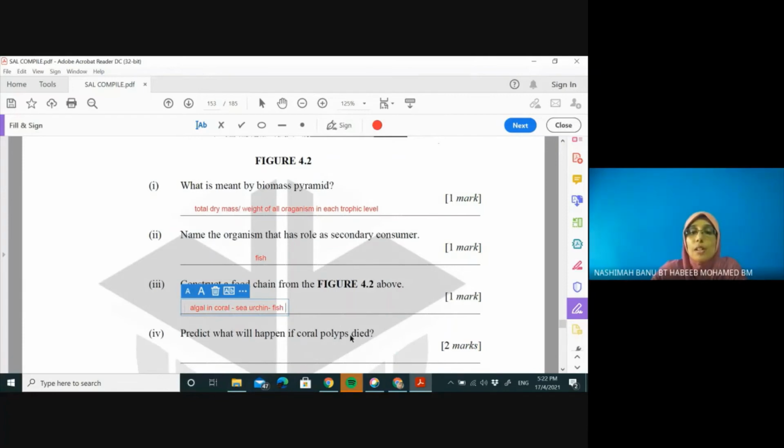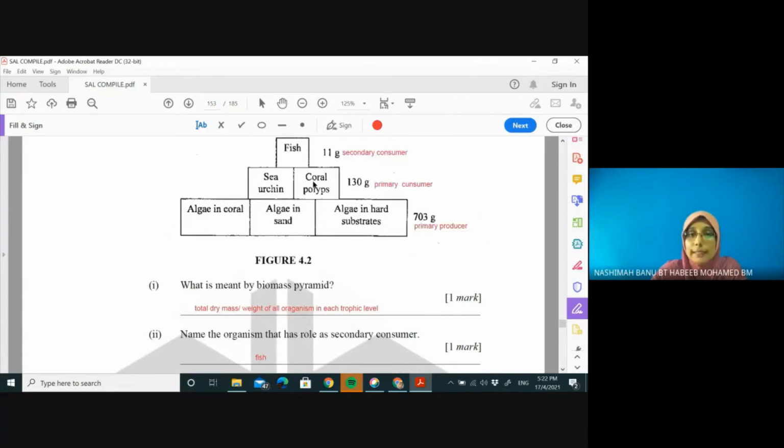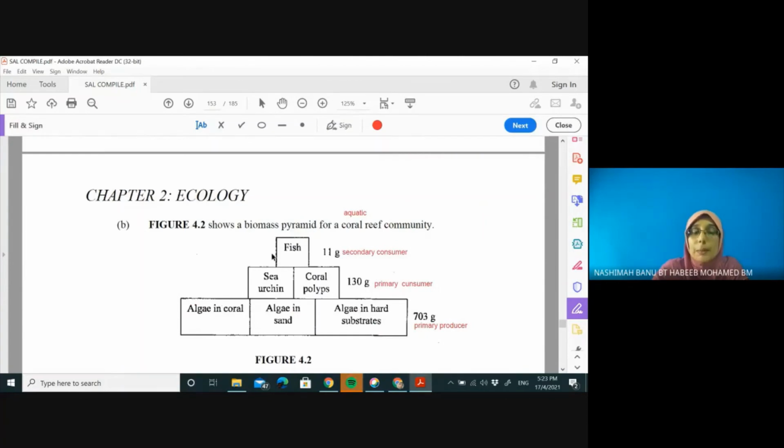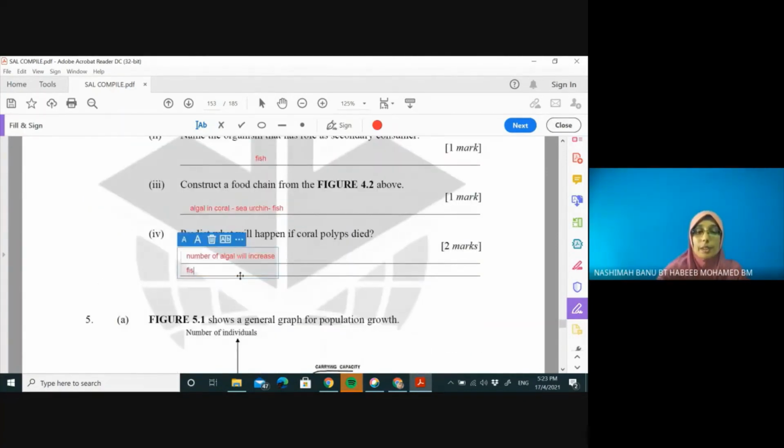Predict what happen if coral polyp die. Okay, coral polyp mati. Dia akan efek pada orang atas dan juga orang bawah. So kita lihat dulu orang bawah. Coral mati. So tak ada coral yang boleh consume on the algae. So what happen to the algae? Jadi the number of algae will increase. Sebab tak ada orang nak makan dia kan. Alright. Then the second one, bawah settle. Apa jadi pada fish? Okay, fish kurang pilihan makanan, betul tak? So what happened to the fish? So the fish population might decrease.